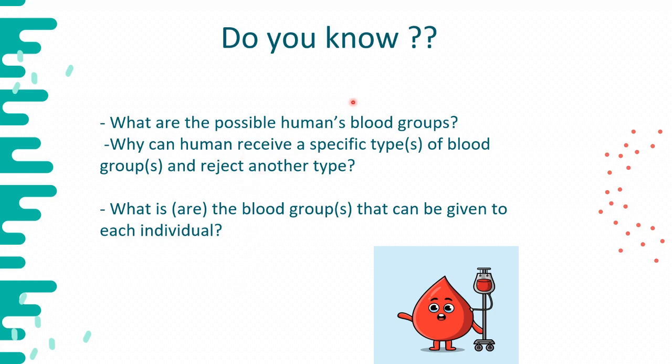Before we get started, let me ask you a few questions. Do you know what the possible humans' blood groups are? Why can a human receive a specific type or types of blood groups and reject another type? What is the blood group or groups that can be given to each individual?